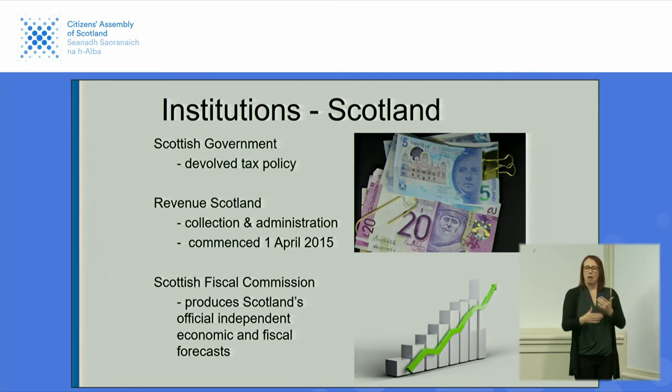What have we got? The Scottish Government is responsible for devolved tax policy. In large part, quite a bit of that sits around things like land and buildings transaction tax, because it's fully devolved. They can't do so much with the income tax. Why can't they do so much with the income tax? You stop and think about it.